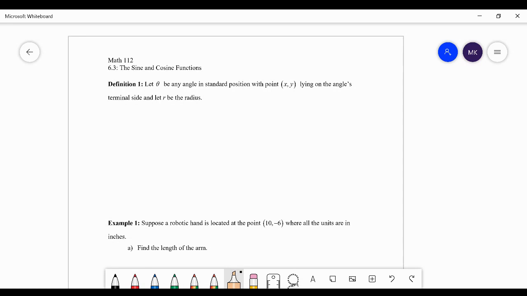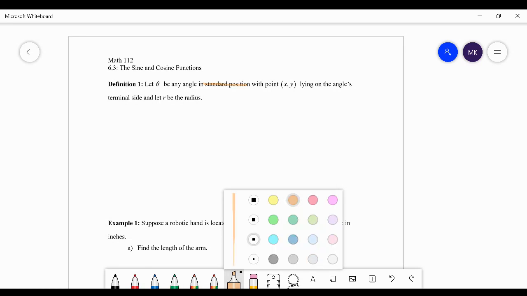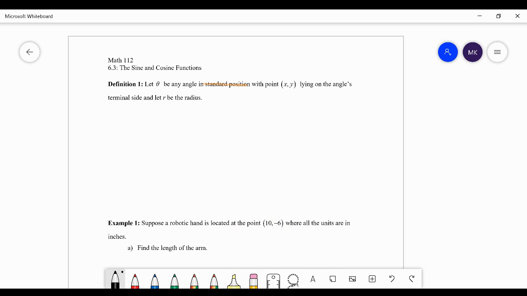We'll use a highlighter. Let's highlight standard position. Okay, and point xy is lying on the angle's terminal side, and then r is its radius. So let's get a little bit of a drawing or description of what this looks like.